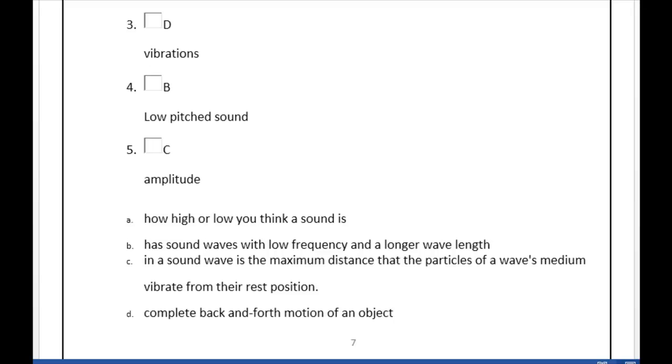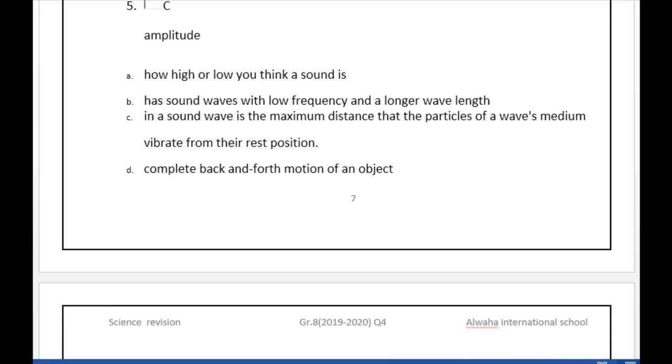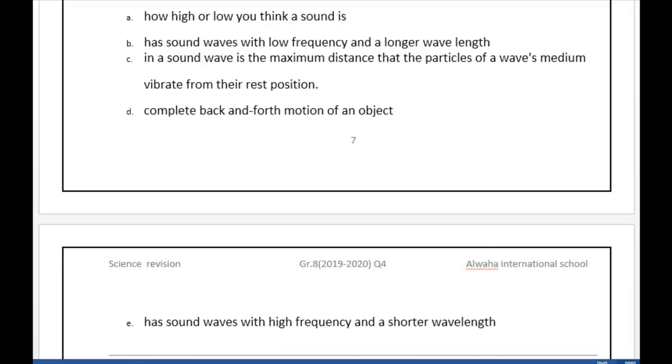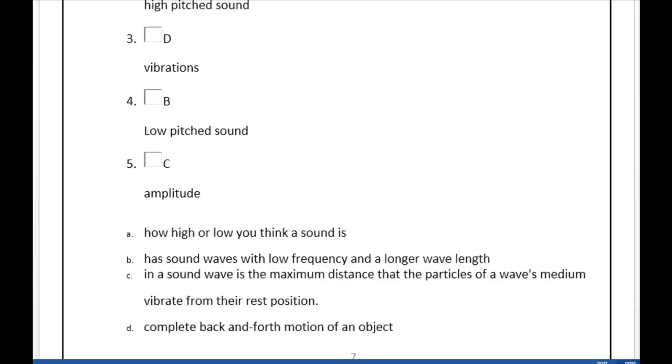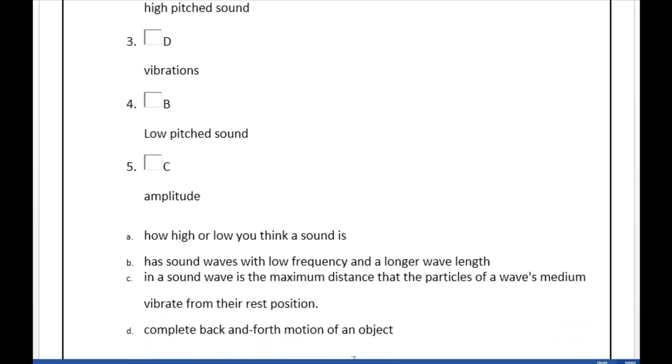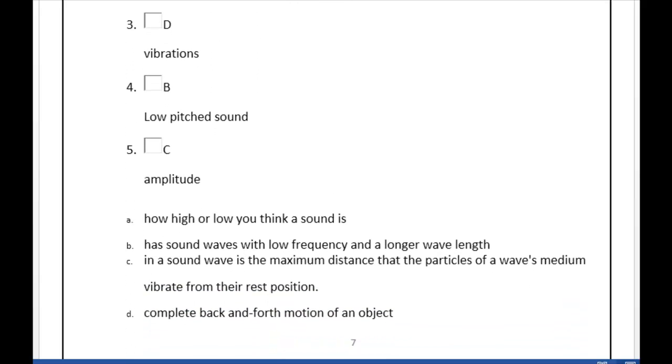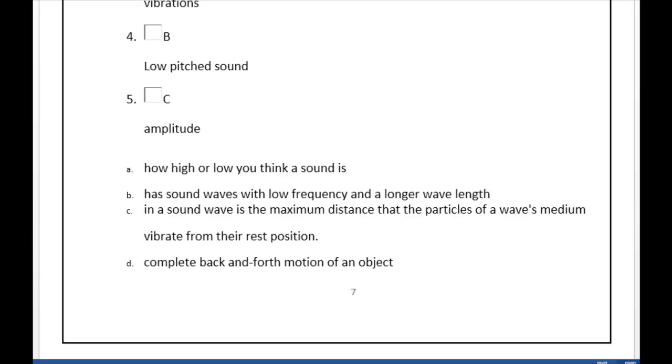Number 2, high pitched sound has sound waves with high frequency and short wavelengths. So number 2, E. Number 3, vibration, a complete back and forth motion of an object. So the answer will be D. Number 4, low pitched sound has sound waves with low frequency and long wavelengths. So number 4 will be B.